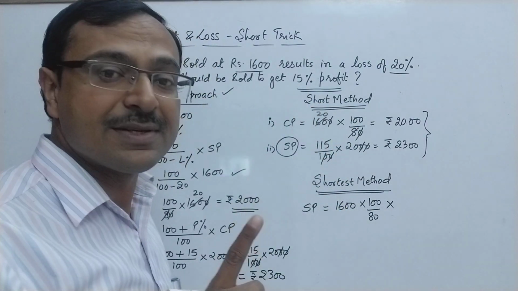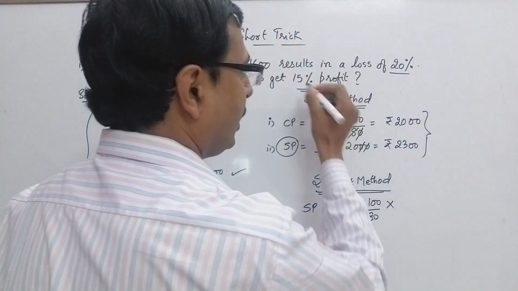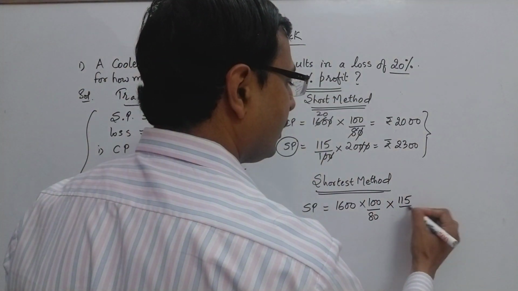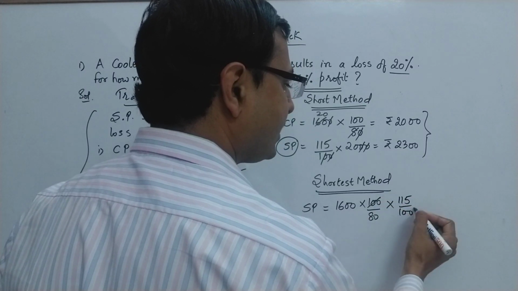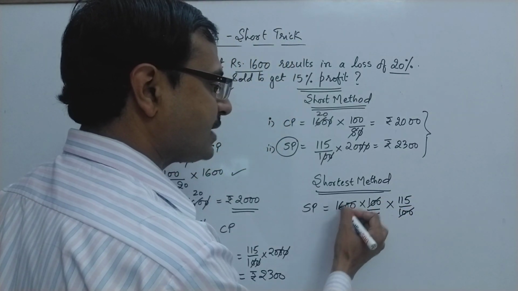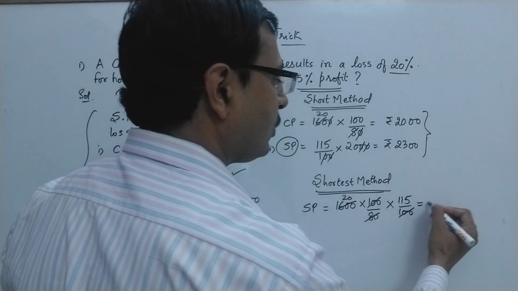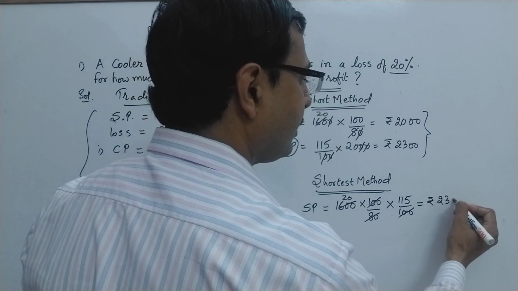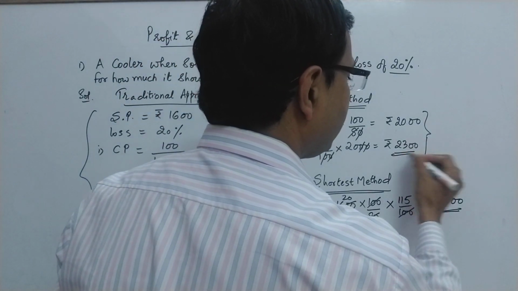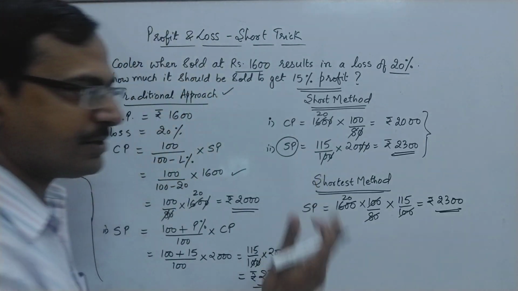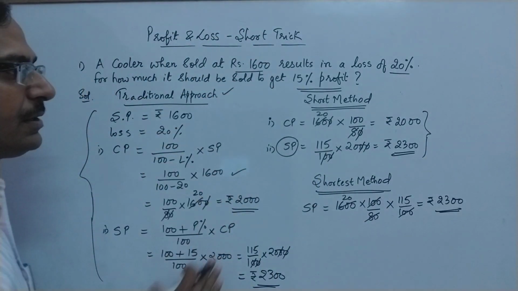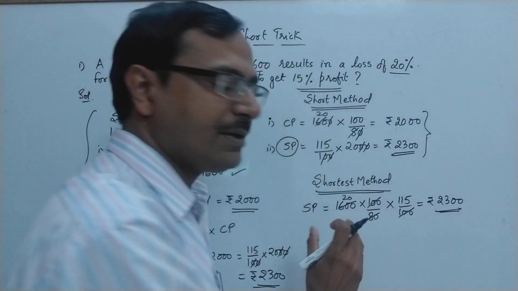Then further multiplying by the second part, 15% profit is always added to 100, while loss is always subtracted from 100. So 115 divided by 100. Again, the 100 gets cancelled here, 80 goes exactly 20 times, thereby giving you the answer 2300, which is the exact answer we have obtained through all three methods. Now see the number of steps in each.